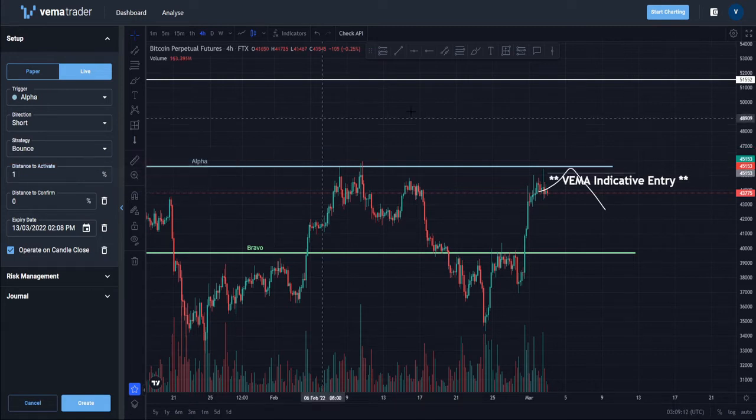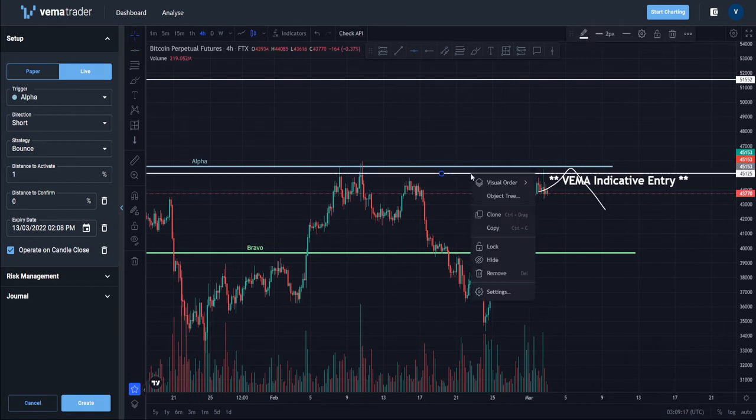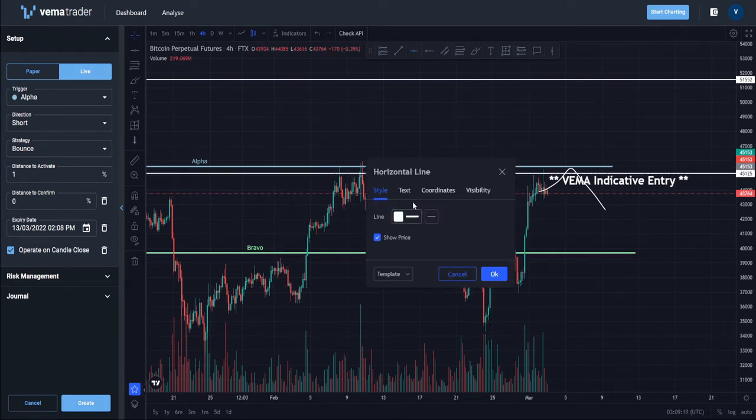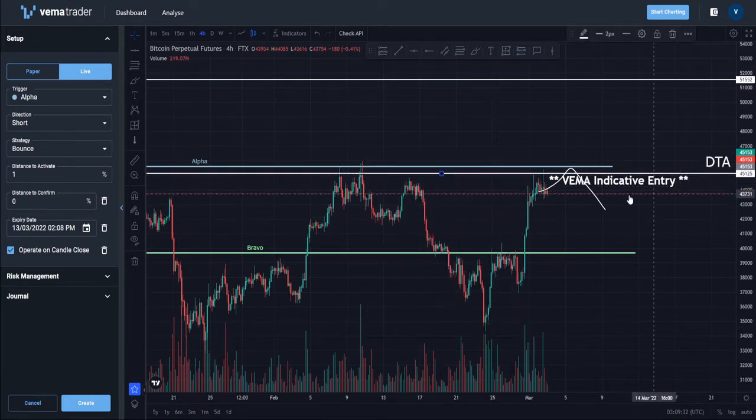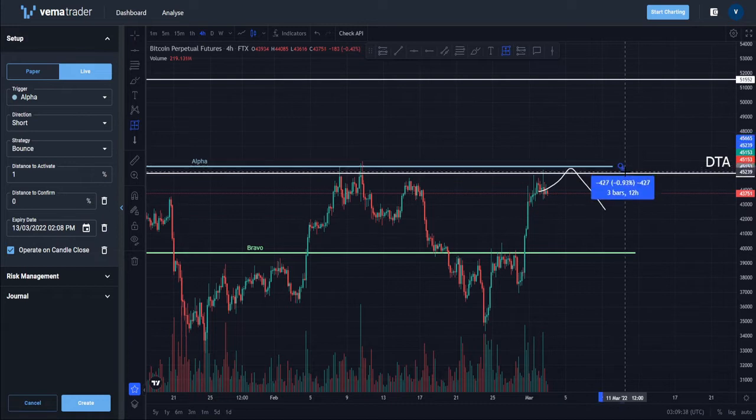What that will do is as soon as price gets within 1% of alpha, so let's call this our distance to activate. And I'll make that a bit bigger so you can actually see it. It's over on the right hand side, so it's kind of hard to see. That is our distance to activate. We'll put that on the top, because we're going to have a distance to execute in a sec, and we will hide this to clean things up a bit. Cool, so that should be 1% from alpha.